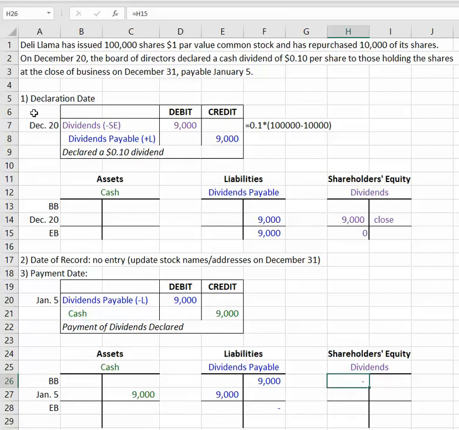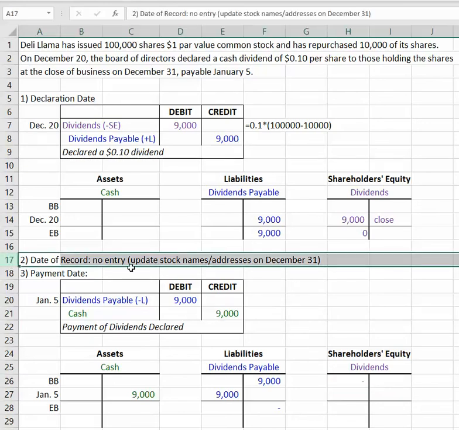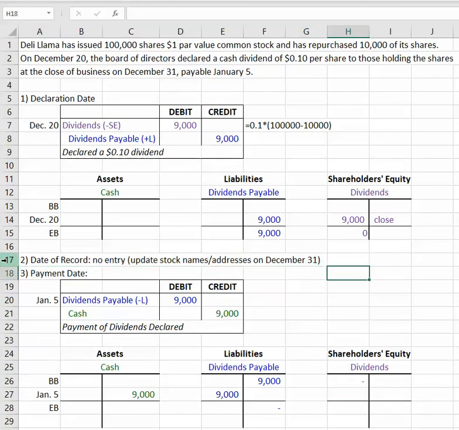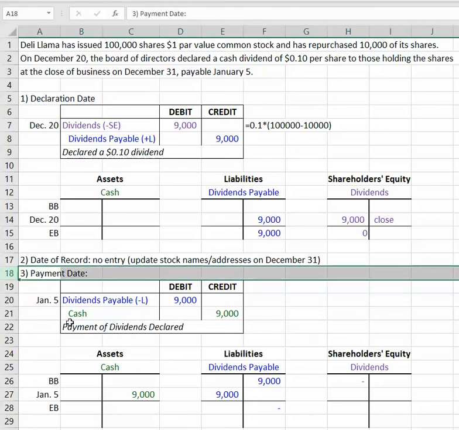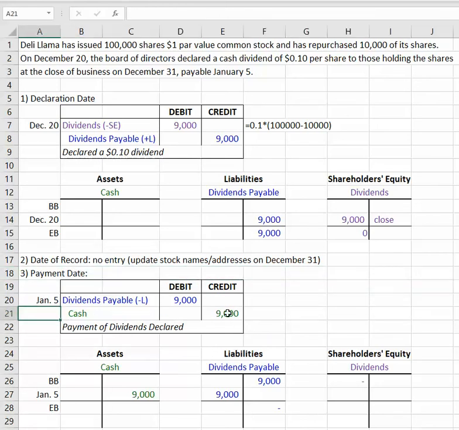So the 3 dates: declaration date, they become obligated. Got to record the liability. On the date of record, there's no accounting entry. They just get the names and addresses of those who hold the shares at that date. And then the payment date is where they reduce their cash. So on their statement of cash flows under financing, it'll be cash paid for dividends, 9,000.